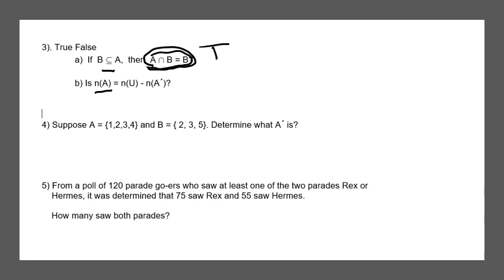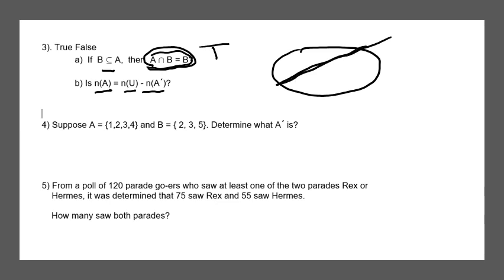Is the number of elements in A equal to the number of elements in a universal set minus the number of elements in the complement of A? Now, here's the universe right here, right? The idea of the complement, the universe is split in half. That is not the empty set. And you have A over here, and you have A complement over here, right?